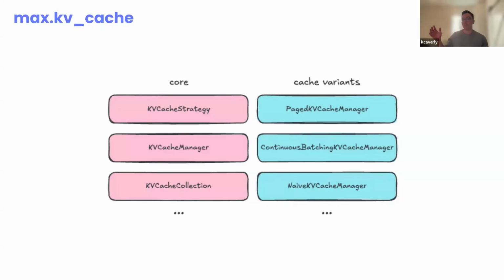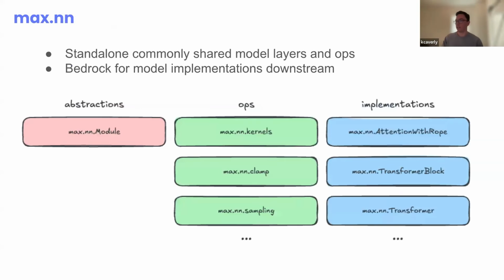And so the KV cache module at a very high level breaks down into two things: core, which are these primary abstractions, and then specific variants. So we have a collection and a manager for paged cache. We do it for continuous batching and the naive cache, etc. Really straightforward, super complicated, but for the purposes of this talk, I'm not going to dive too much into it.